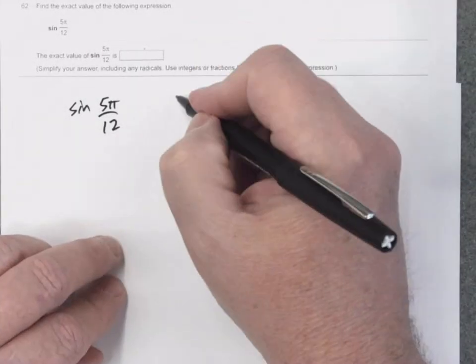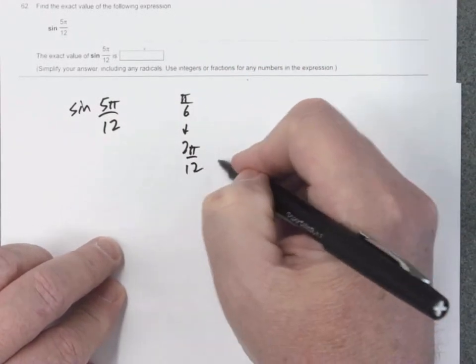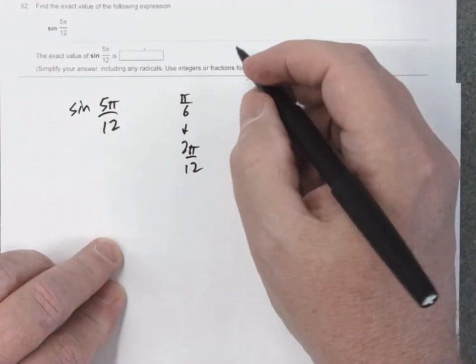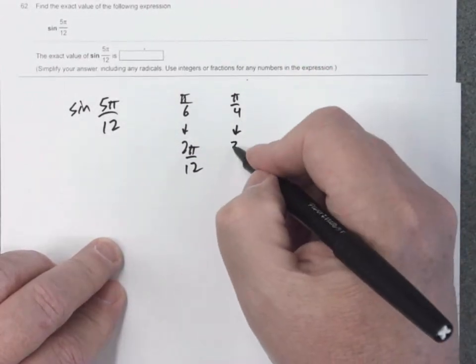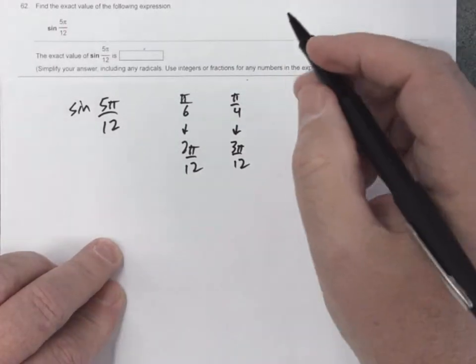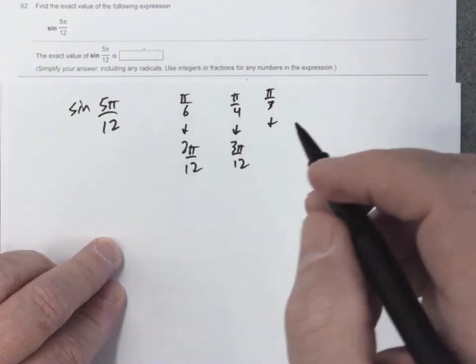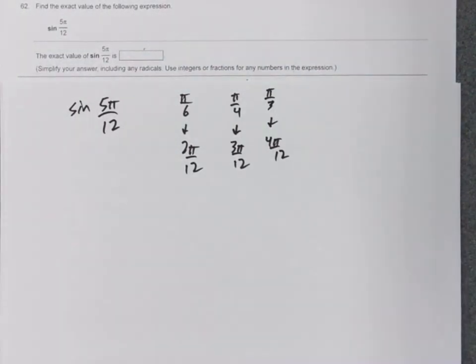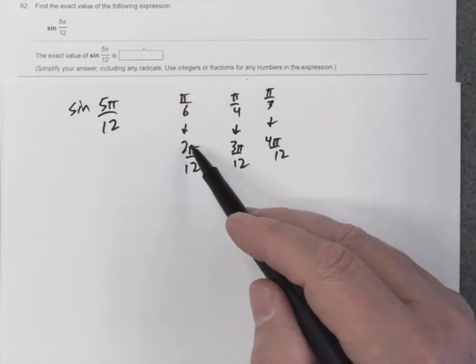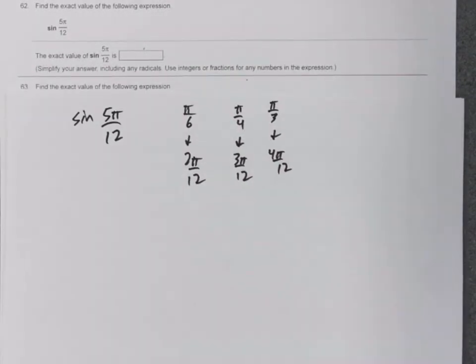In other words, pi over 6 becomes 2 pi over 12. So you multiply top and bottom by 2. Pi over 4, multiply top and bottom by 3, becomes 3 pi over 12. And then pi over 3, multiply both top and bottom by 4, becomes 4 pi over 12. Now, is there some combination of these that equal 5 pi over 12? Well, how about 2 pi over 12 plus 3 pi over 12. That's 5 pi over 12.